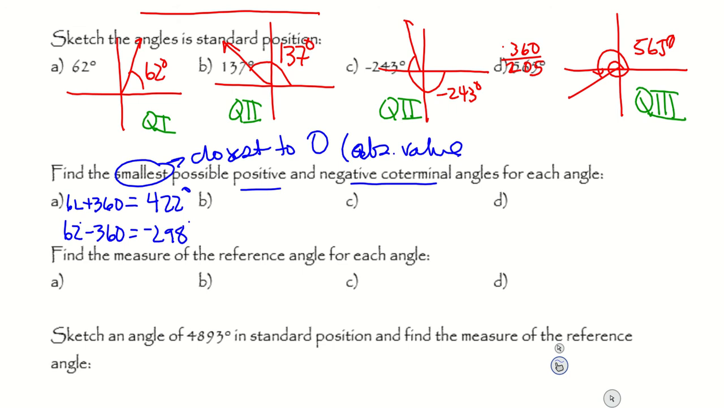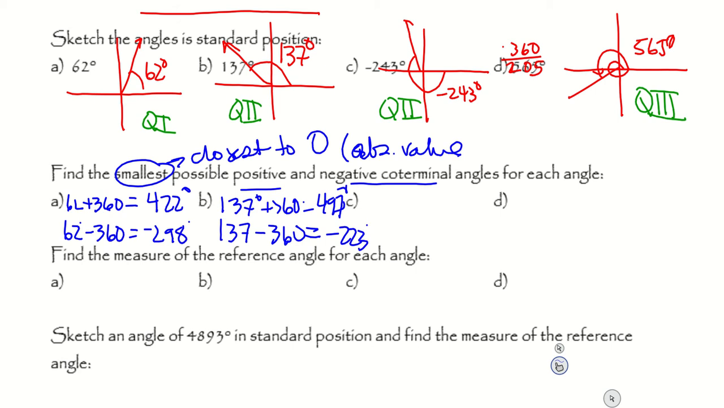That's our negative angle. For our next angle, which is 137, 137 is less than 360, so it's as close to 0 as we can get. To get another positive, we add 360 to that, and that gives us 497. To get a negative angle, we start with 137. If we subtract 360, we're going to get a negative number, and that would be negative 223.